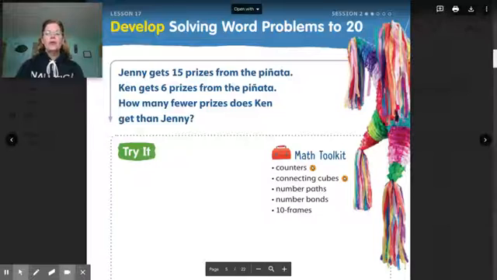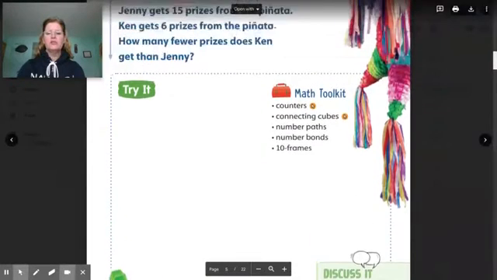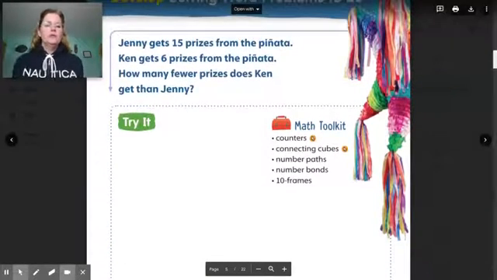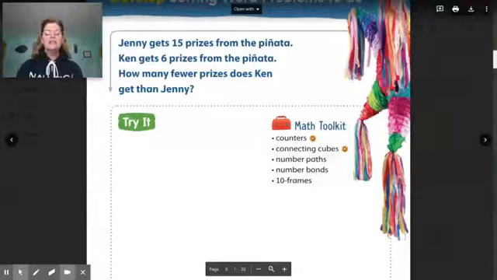If you don't have your math packet with you, go get it now, along with a pencil. The page we're working on is the one on your screen, and it starts on page 381. So if you need to go get your packet, hit pause, and then come back when you're ready.